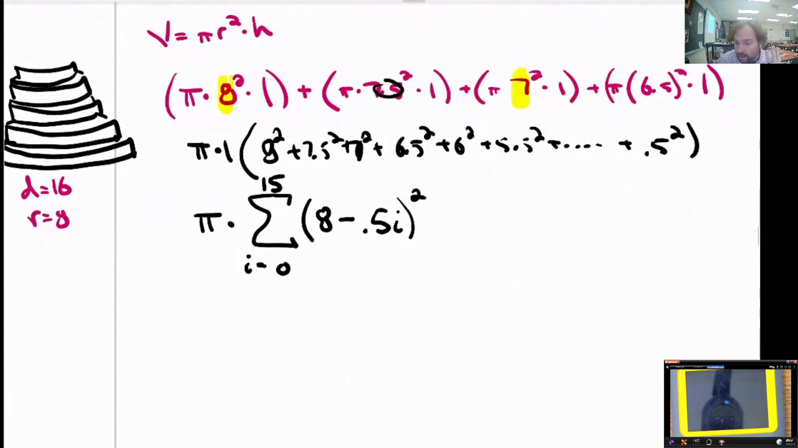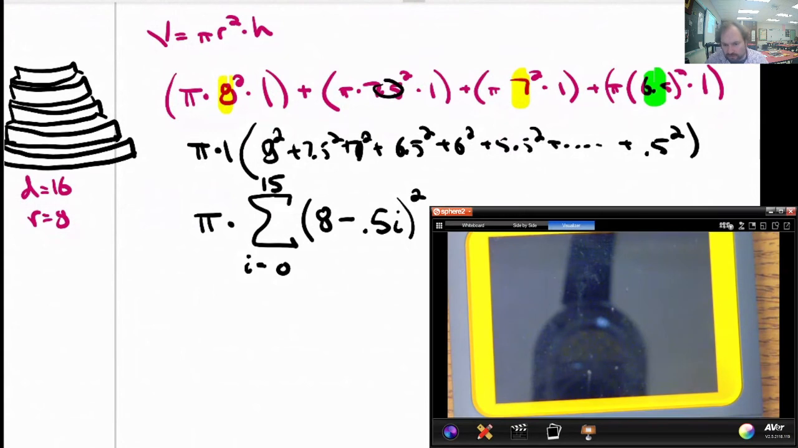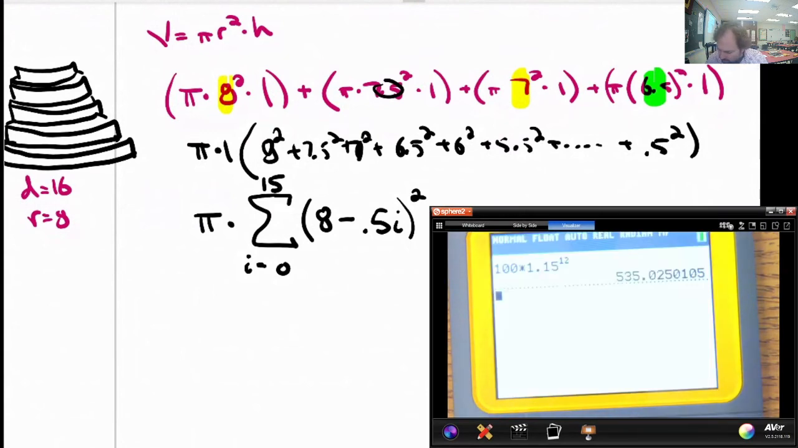If I is 3, I'm subtracting 1.5, and that gives me 6.5, and so on, all the way down. I think this works really nicely. Now, we could crank this out on the calculator by hand manually, but let's just let this calculator do all the calculation for us.